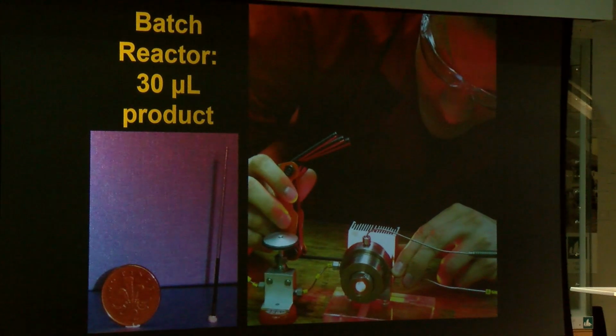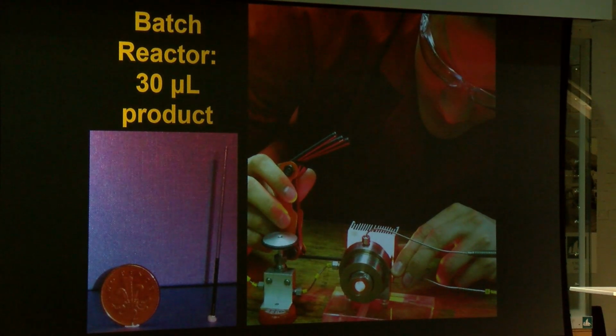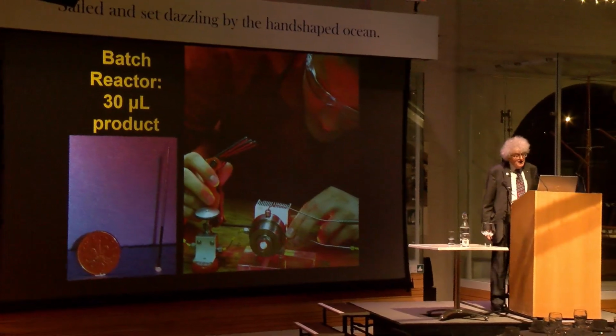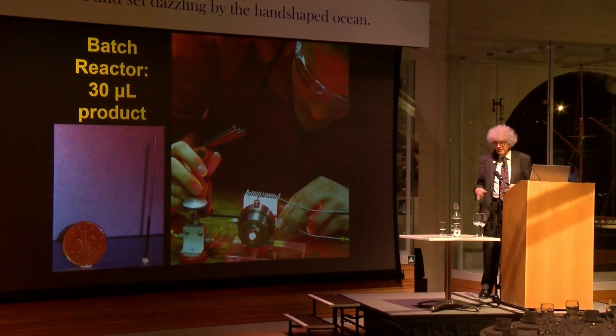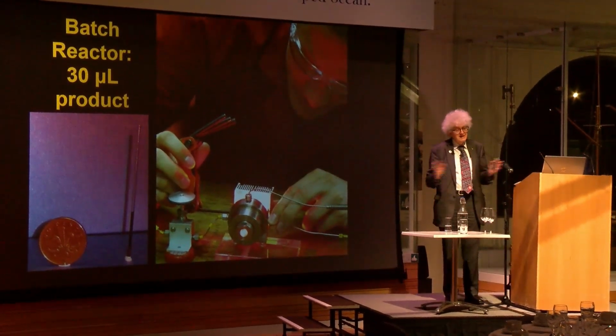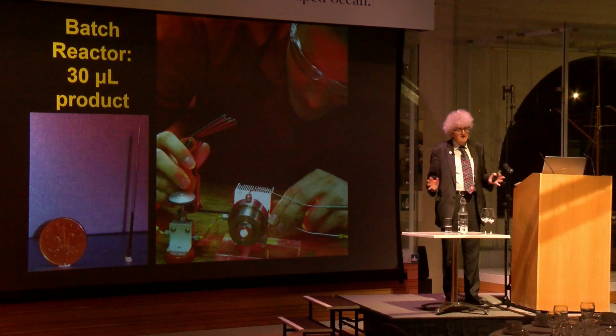This is my then postdoc Rich Bourne, who's now at the University of Leeds. And we produced in this little cell 30 microliters of product. You can see here's the product with the 2p piece for scale. I don't know, do you have 2p pieces in Wales? Well, you must do, don't you, because it's got the Prince of Wales' feathers on it.